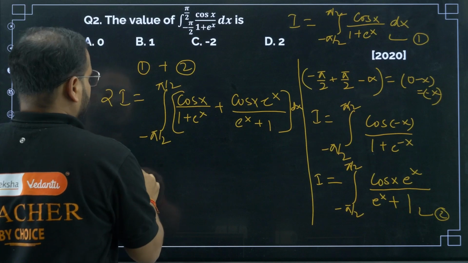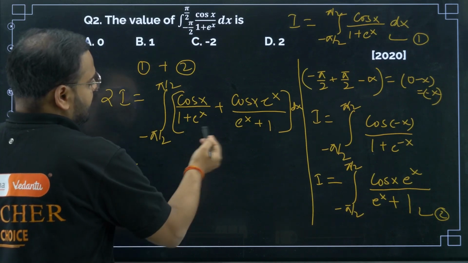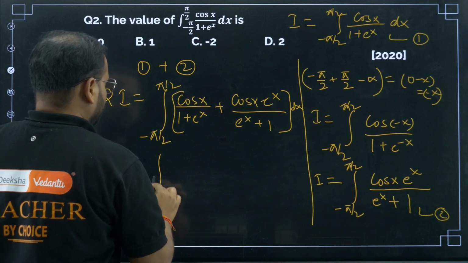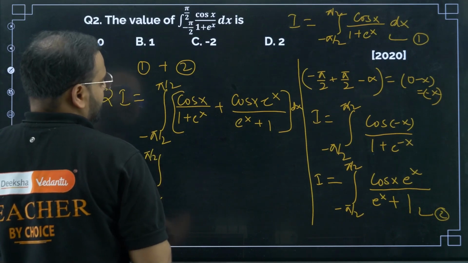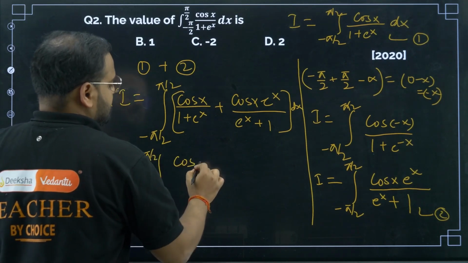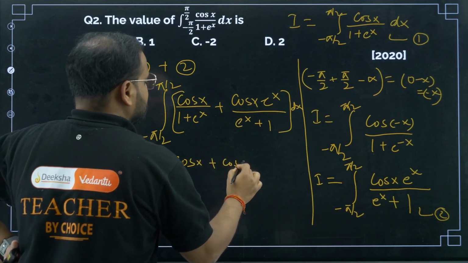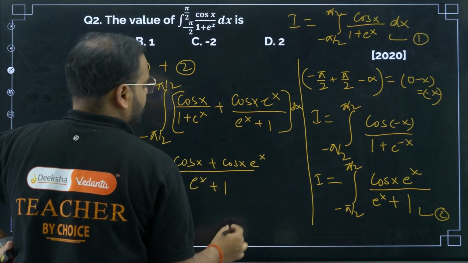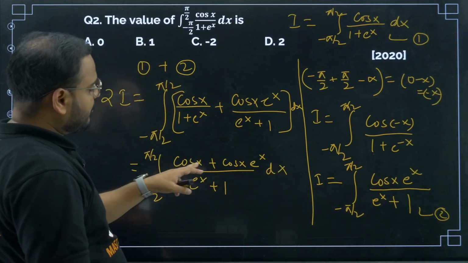Okay, now if I take this integration over here, the base is the same, so this will become what? Tell me here. Minus pi by 2 to pi by 2. This will become simply cos x plus cos x times e power x. The denominator is the same, so e power x plus 1, dx.